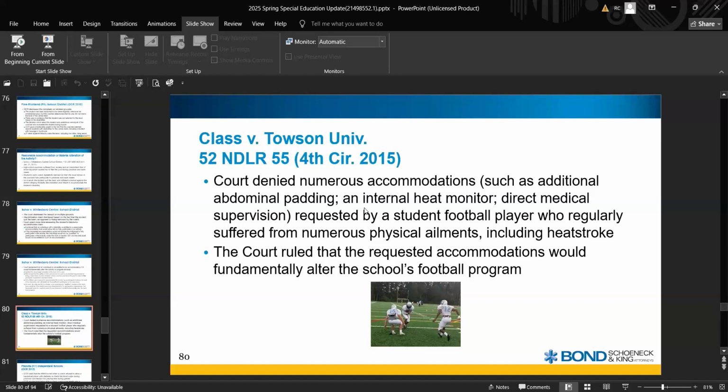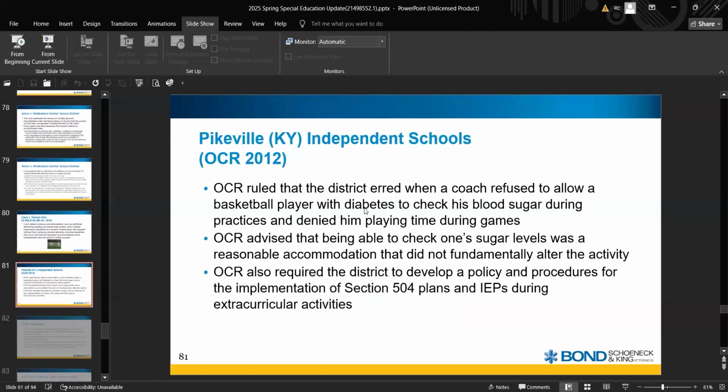Now, a monitor in itself probably would have been okay. Medical treatment on the sidelines, that's probably okay. I think when you need padding that would give you an advantage, you could take a hit that someone else would have to suffer from, that gives you an advantage. And so these have to be broken down on a case-by-case basis. The object here is what can we do without altering the activity to get you to show off your skills and see if you can make the team.